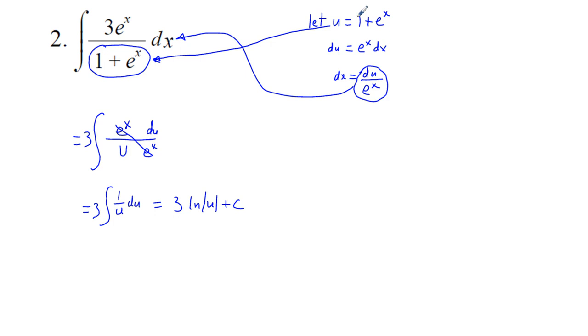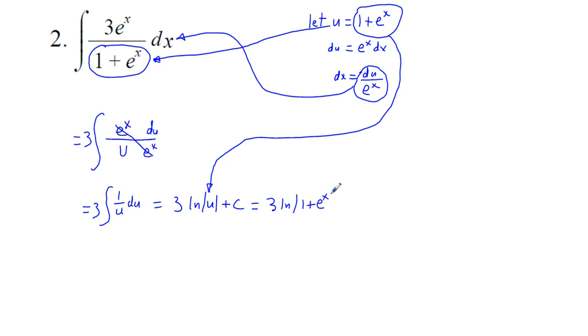Now we're going to take our 1 plus e to the x power and plug it in right here. Continuing to the right, we have as our final answer 3 natural logarithm of the absolute value of 1 plus e to the x power, plus our constant of integration c. And this is going to be our answer. This is an absolute value bracket here. Okay, next, problem 3.